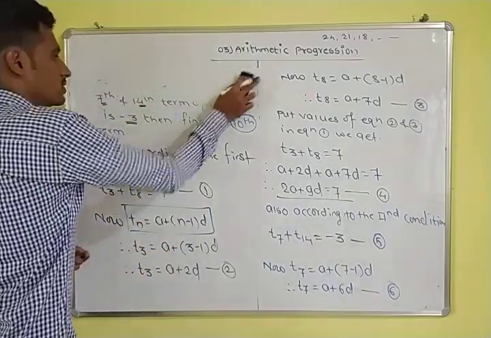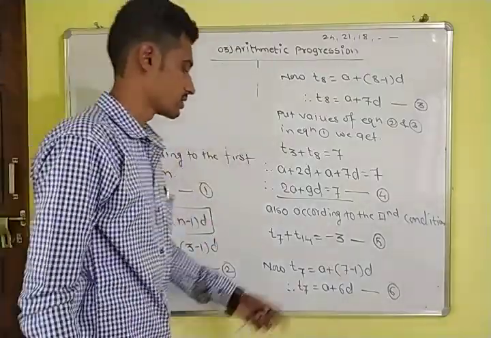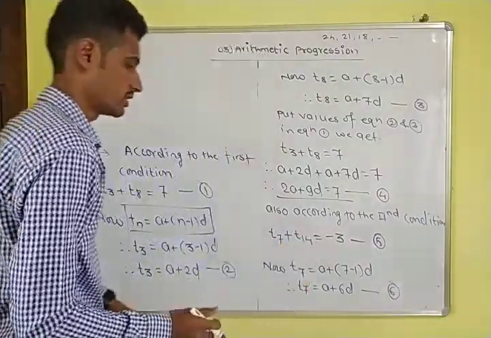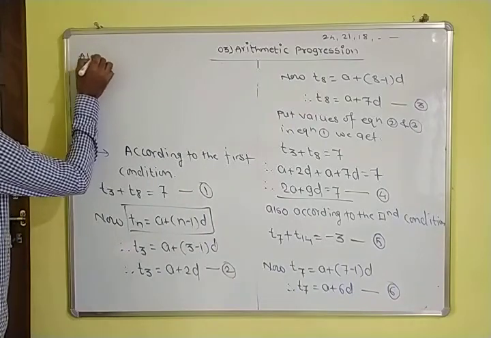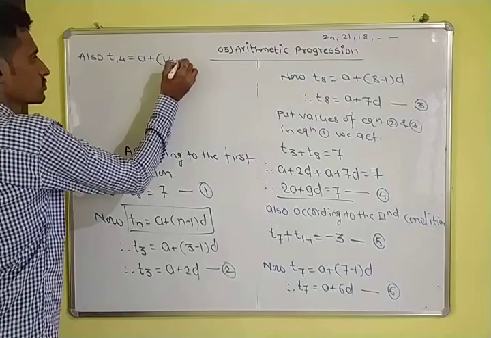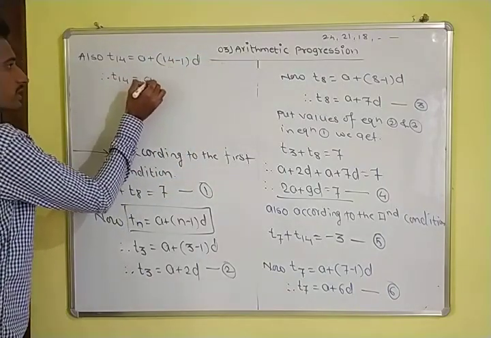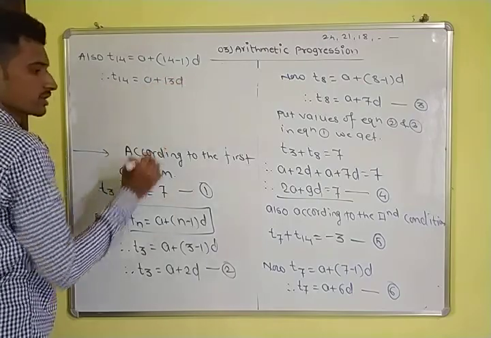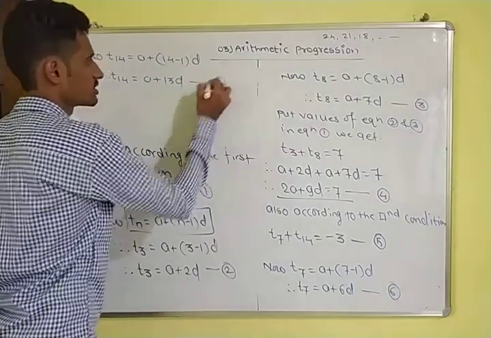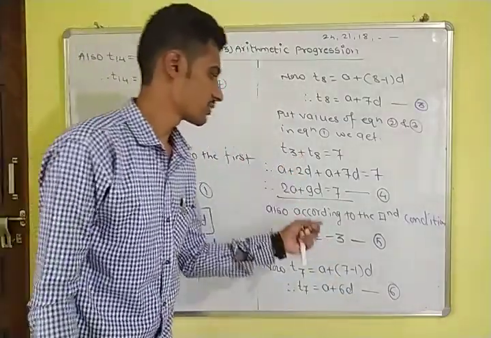Okay. So the next one is, we also have to calculate T14. T14 is equal to a plus 14 minus 1 into d, that is, t14 is equal to a plus 13d. Say this equation number 7. Put the values of 6 and 7 in equation number 5.